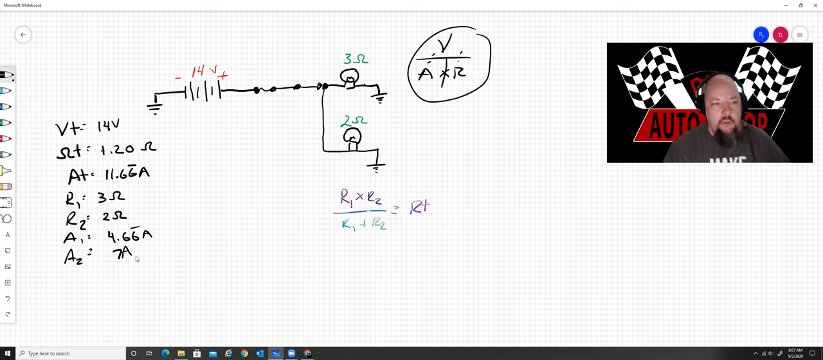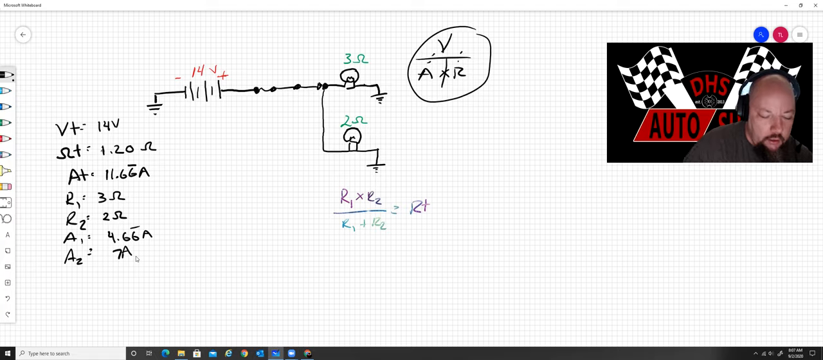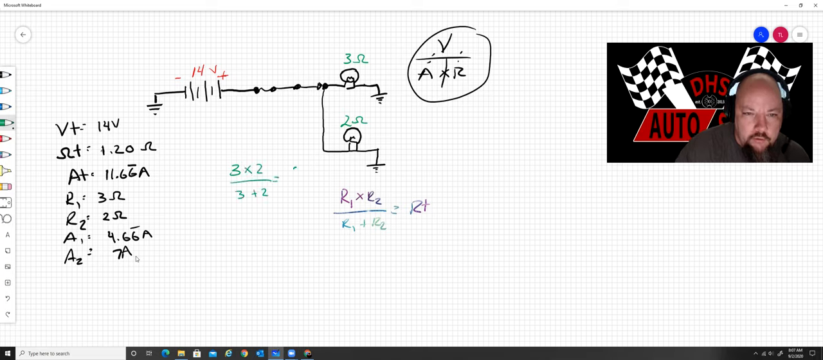Now, just to see if this works properly, take 14 divided by 1.2. You get 11.666 repeating. So it works out closer than some others you'd be working with. Now we've got to do our circuit math over here to make sure we're not nuts. So we've got 3 times 2 over 3 plus 2 equals 6 over 5. If you take your calculator and go 6 divided by 5, you end up with 1.2, and that works out nicely.